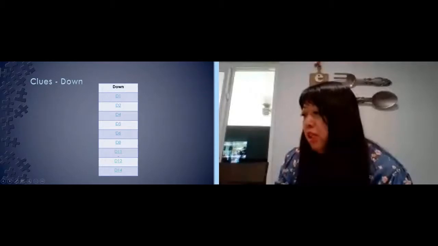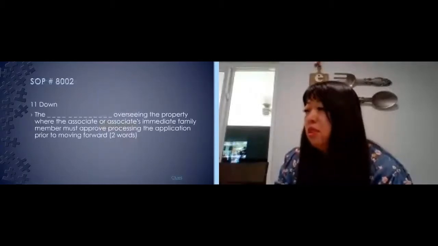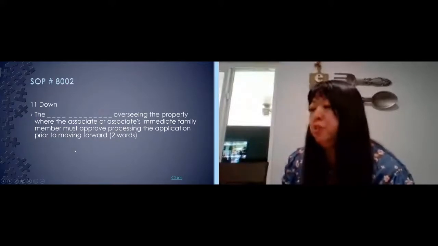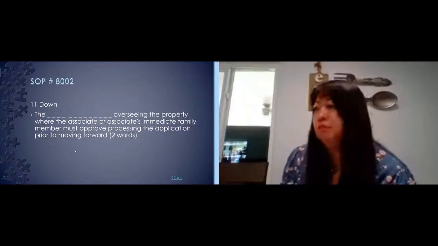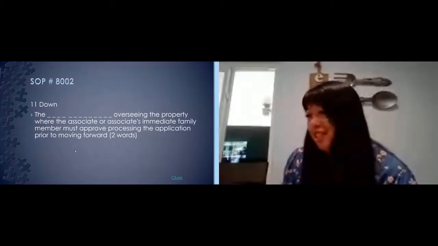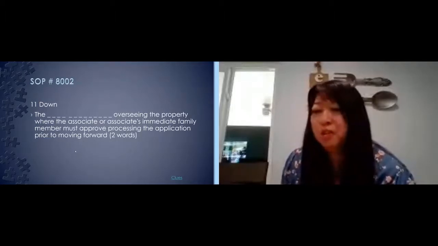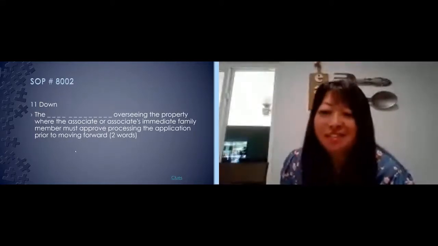Got a few more here. 11 down. The blank blank overseeing the property where the associate or associate's immediate family member must approve processing the application prior to moving forward. Who is this very important person that needs to approve? If you need some help, go to SOP 8002. Or if you need some help, you could go to Wes as well.